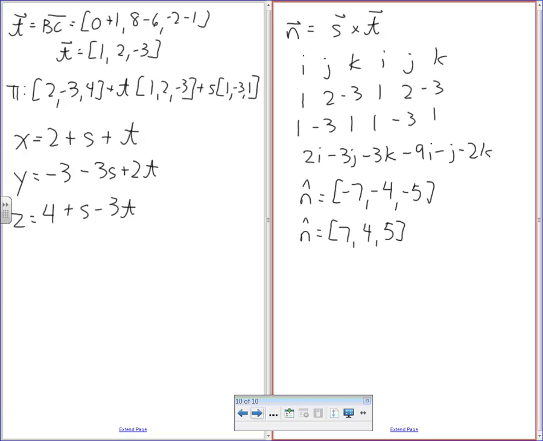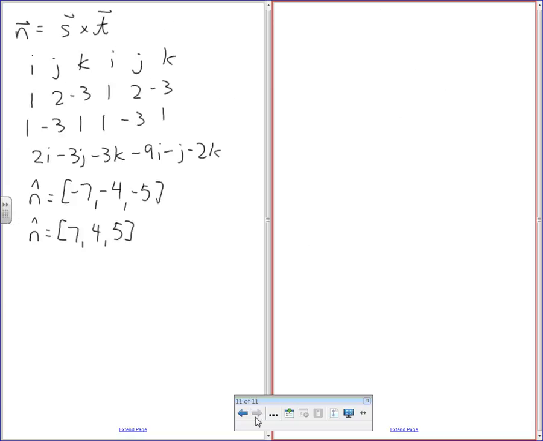That's okay. Can someone in the second row please be brave and tell me how to find the scalar equation of the plane? I have been given a normal. What else do I do? Go ahead. So it's going to be 7x plus 4y plus 5z plus d equals 0.